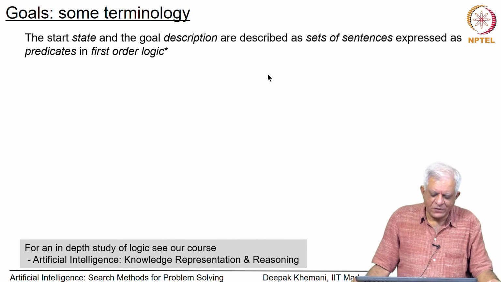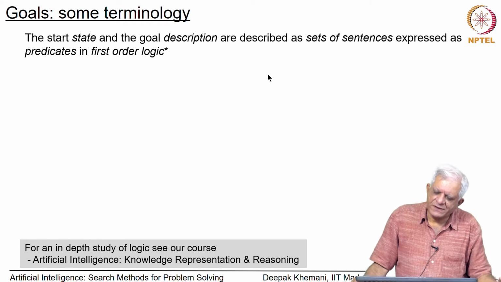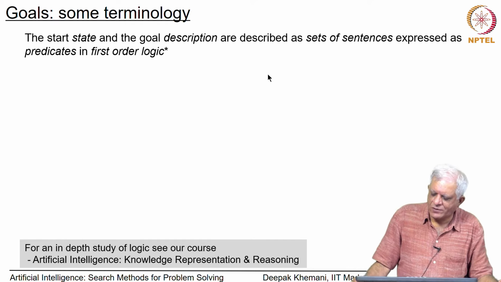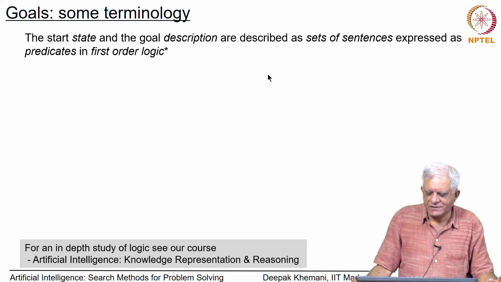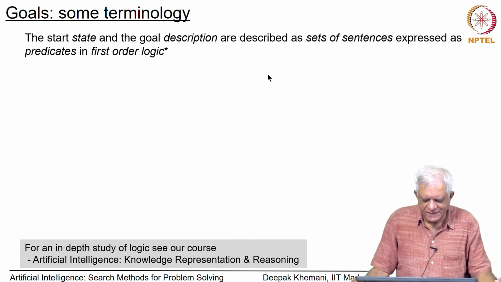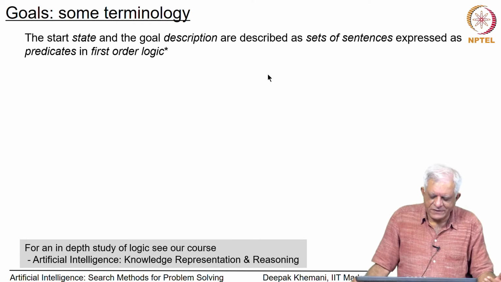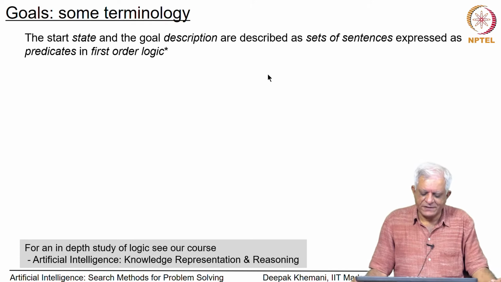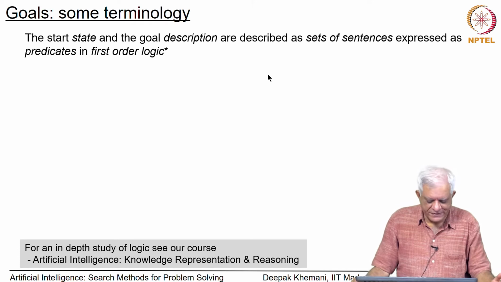The start state and the goal description are both described in terms of sentences. This word "sentence" comes from a formal background, in particular first order logic, and first order logic and other logics are also formal languages, and every element of that is a sentence. And in our way of representing things, the state and the goal description are both sets of sentences.